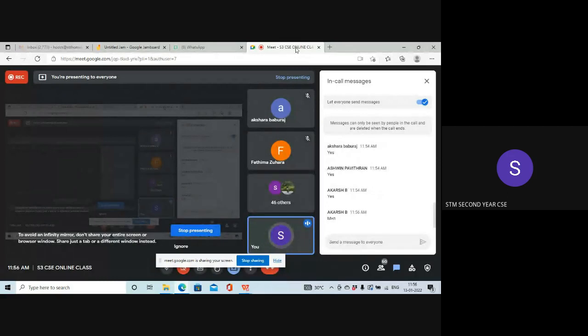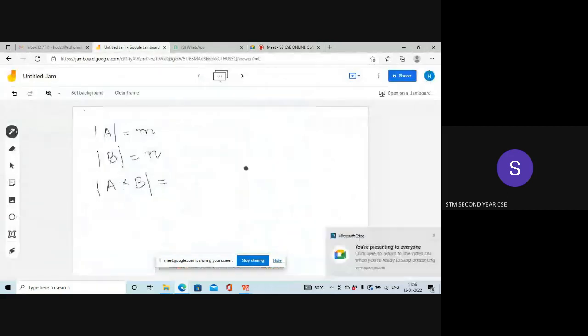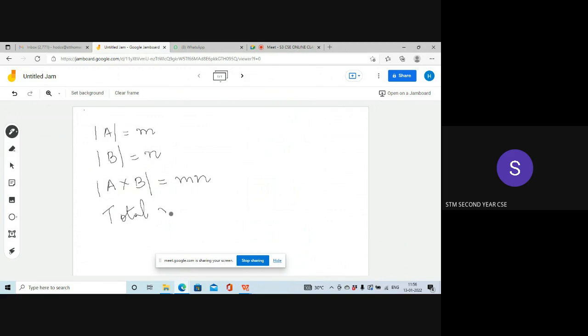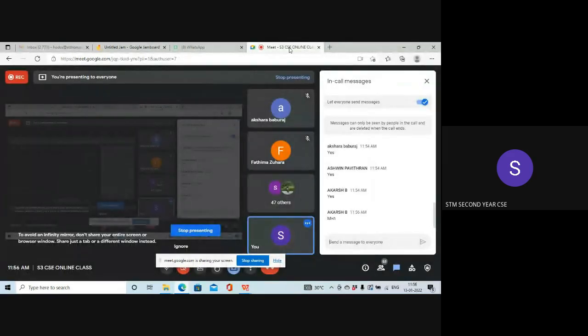Very good, Adarsh. mn elements. So the cardinal number, that is the number of elements, is equal to mn. And relations are always defined on A cross B. So what is the total number of relations that is possible from A to B? mn is the number of elements in A cross B.